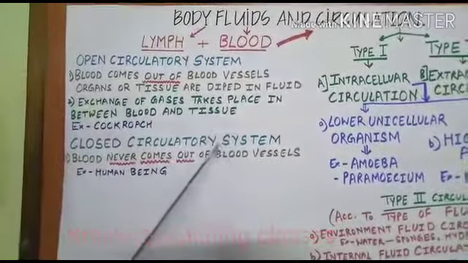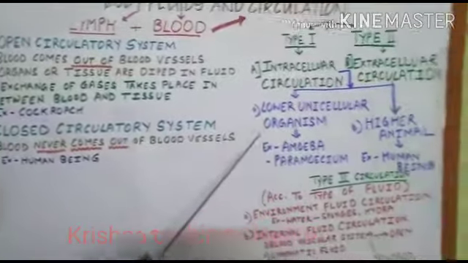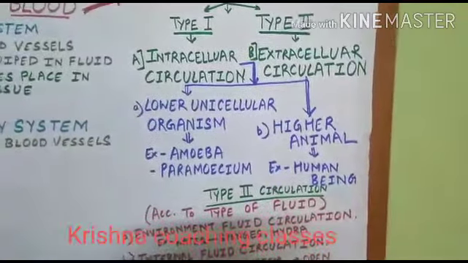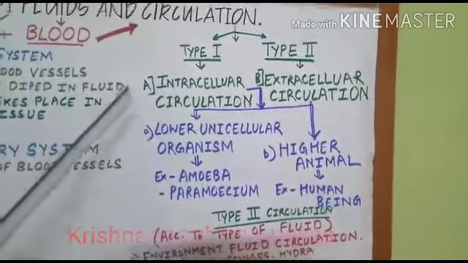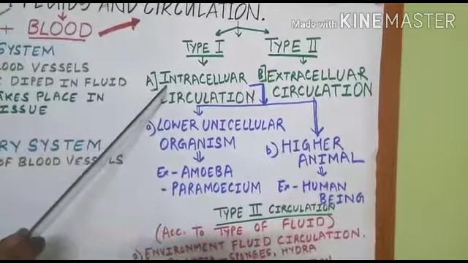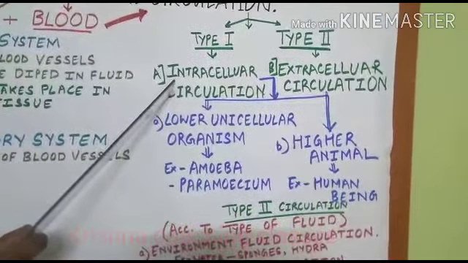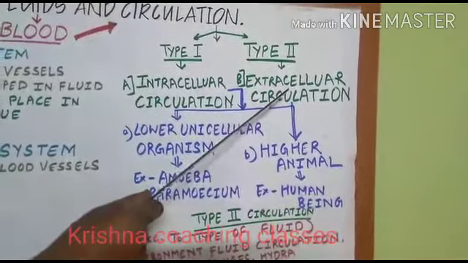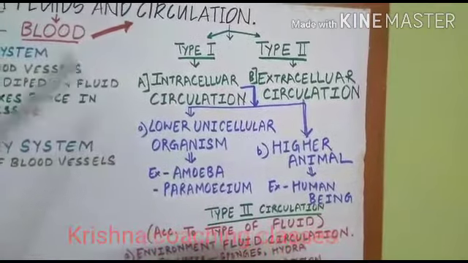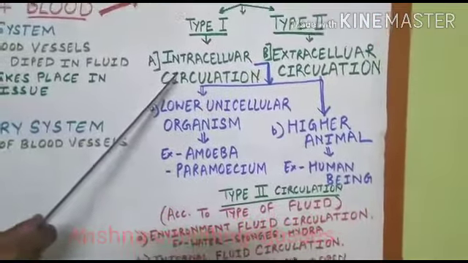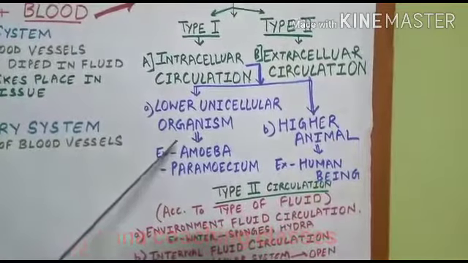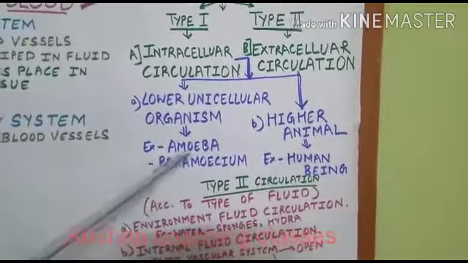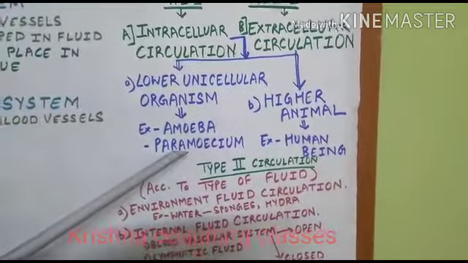Now students, in circulation we have type 1 and type 2. Type 1: there is intracellular circulation and extracellular circulation. Intracellular circulation is seen in lower unicellular organisms, for example amoeba, paramecium.